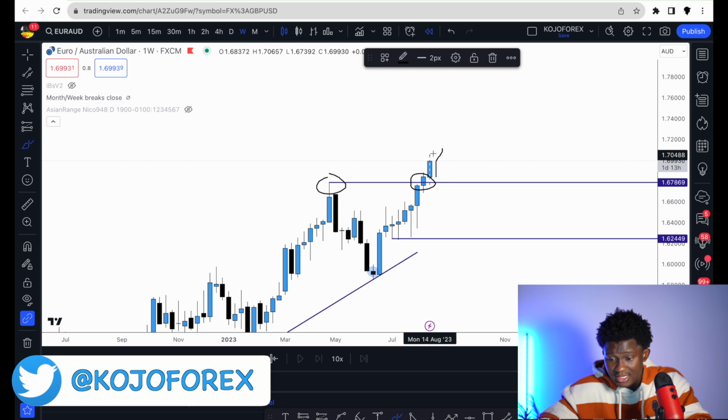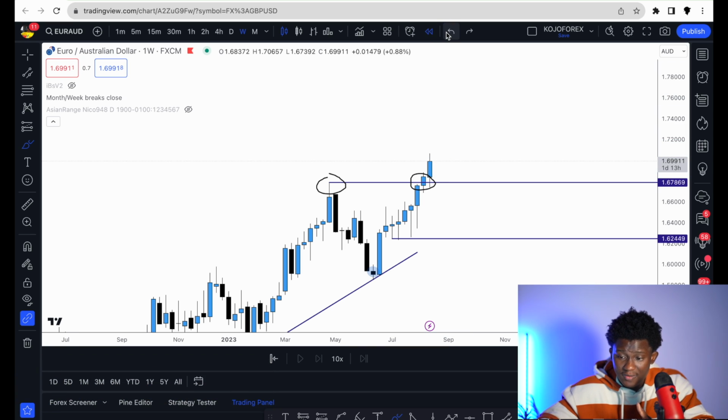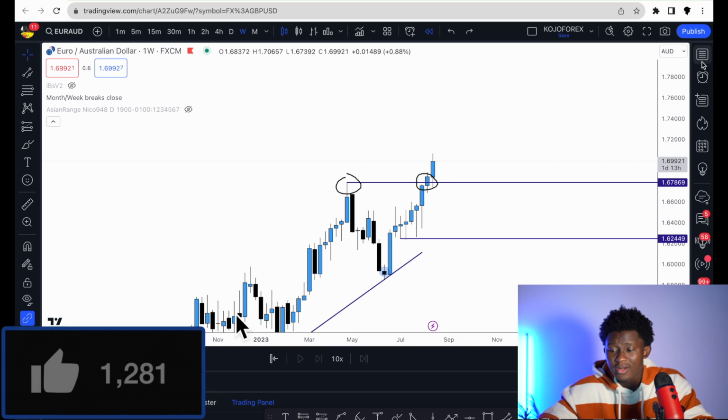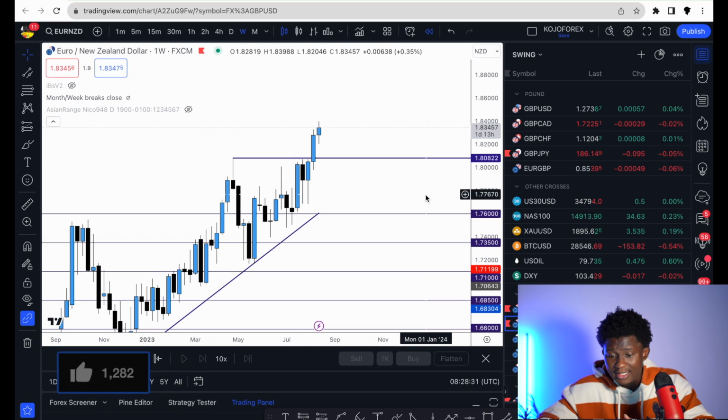Which is printing this bullish candle right here, and then you can use the formula that I taught you to find a trade entry, which is going into the lower time frame, the 4-hour, 5-minute, 1-hour, whatever time frame you prefer, and find a suitable entry for a trade like that. If you look at Euro NZD too, a similar thing is what we can observe.